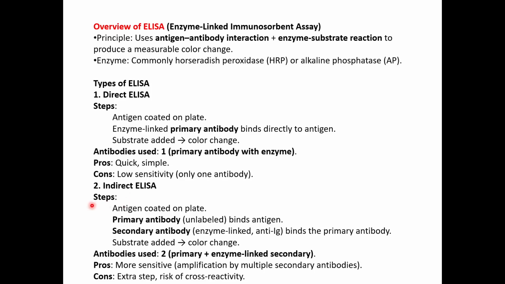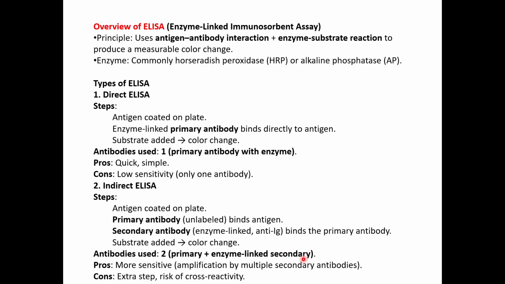Then indirect ELISA. Indirect ELISA is when you coat the plate with the antigen. Then you have a primary antibody which binds to the antigen specifically. Then you have a secondary antibody which binds to your primary antibody. Then your secondary antibody is linked to the enzyme, and when you add a substrate, then there is a color change. That is why it is indirect, because your enzyme is linked to your secondary antibody instead of primary here. So you need two antibodies here. One is primary and then one is an enzyme linked secondary.